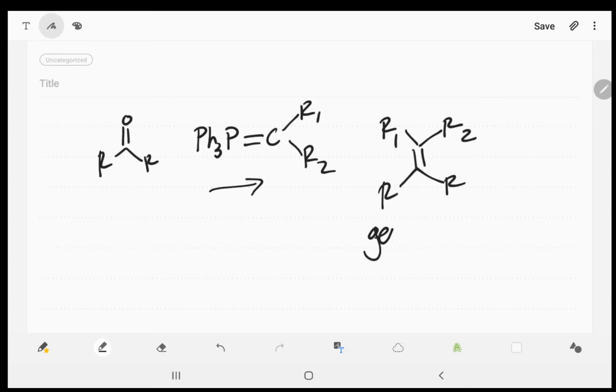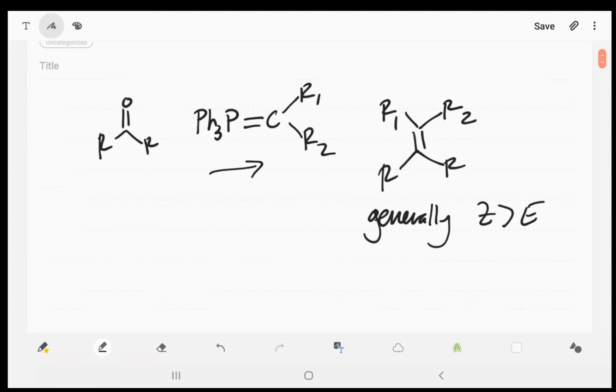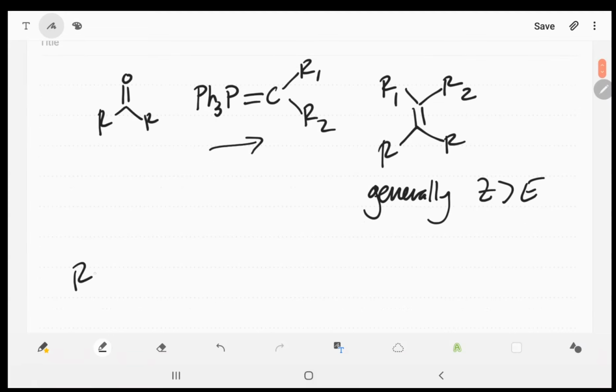Generally, you will get the Z-alkene, the cis-alkene out of this, whichever one that happens to be, if you're just using a standard Wittig reagent. If you're using one that has an electron withdrawing group in it, called a stabilized ylide, you'll get the E predominantly. So, for example, I'm going to actually use some with carbons this time.